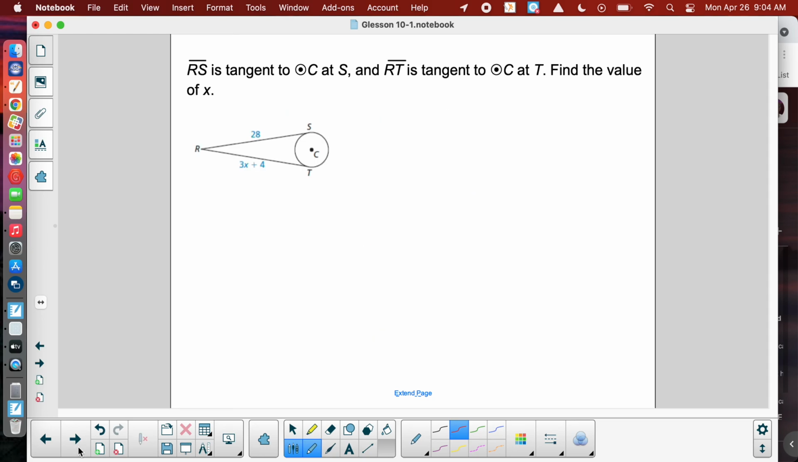This is pretty straightforward. Obviously, RS and RT are both tangents. We're told that here in the instructions. If that's true, then 28 has to equal 3x plus 4. Nothing could be simpler than that. 24 equals 3x. So x is 8. Gotta love problems like that. Very straightforward. They set up exactly the way you think they would, and they solve quickly.